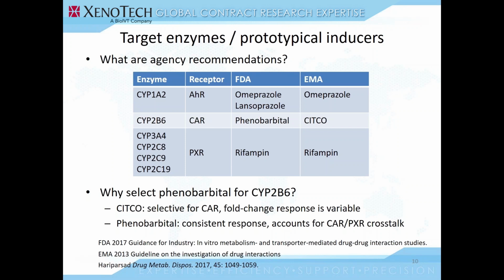But also, in people, there is considerable crosstalk between the CAR and the PXR pathways. So one of the arguments for CITCO is that you've eradicated that crosstalk, but of course that's not realistic because in real life you're going to have crosstalk in a person. So an argument for phenobarbital that sometimes is put out in the literature is that actually you want to account for both because that's going to be a more complete test system. So that's why we use phenobarbital.